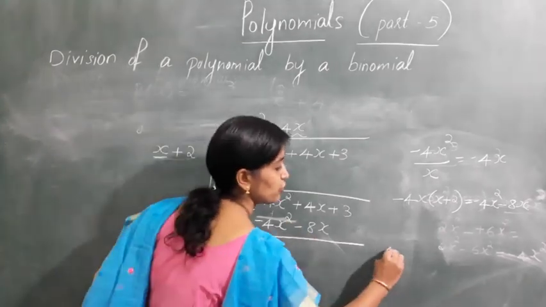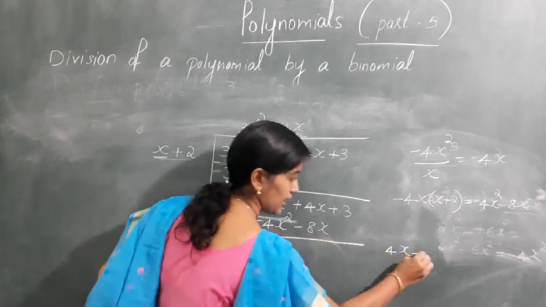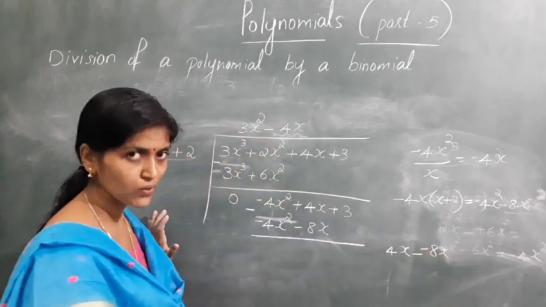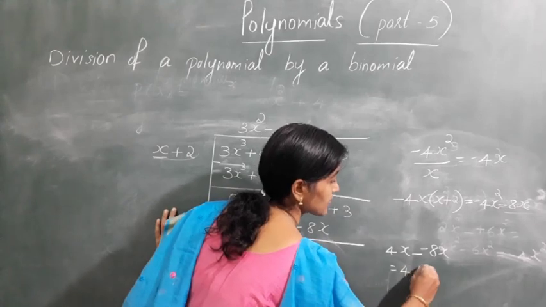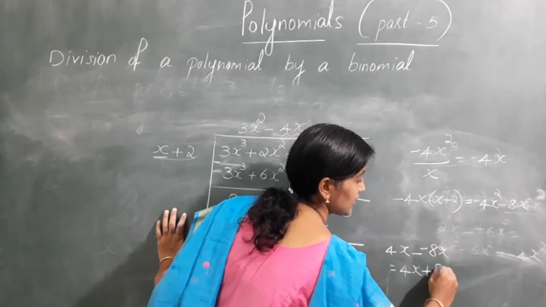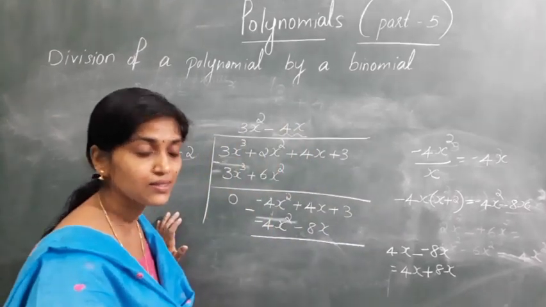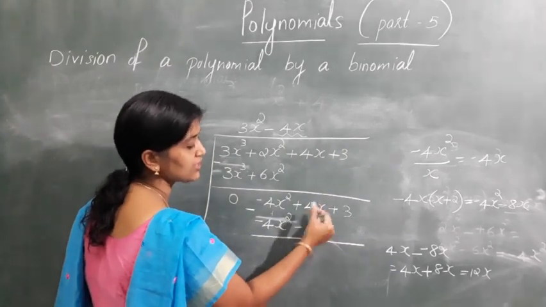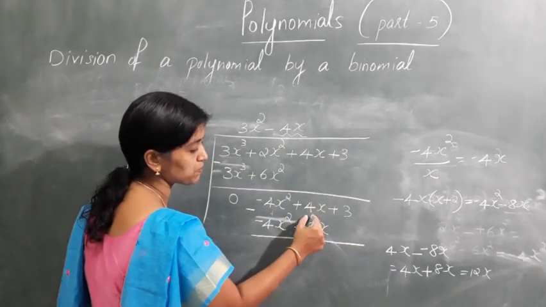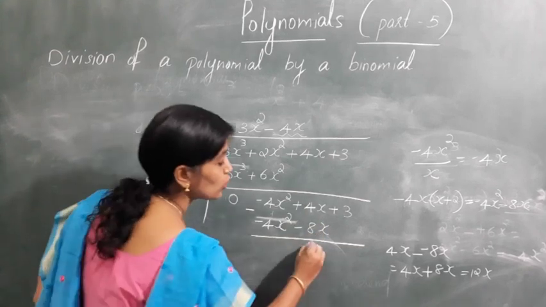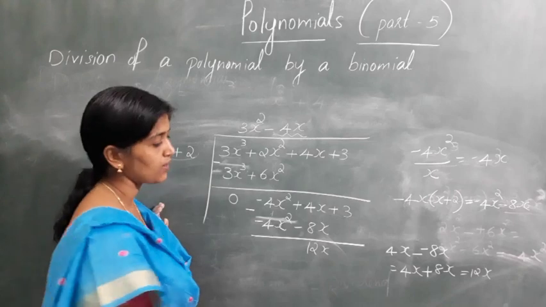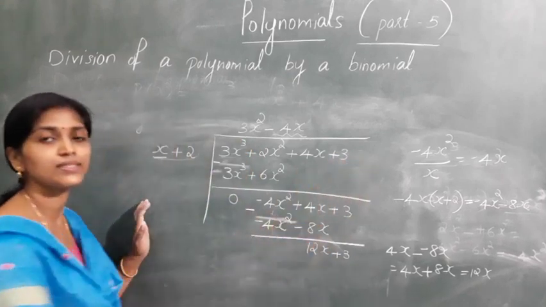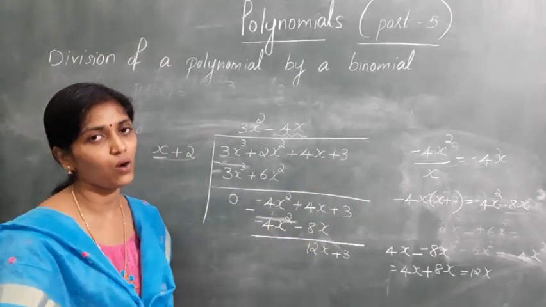So what is left here? 4x. Then minus, what is the sign of 8x? It is minus 8x. Okay. So we will get 4x, minus and minus will become plus 8x. What is 4x plus 8x? It is 12x. Okay. Now what is left here? 3 is left. We will put it down. Plus 3, no other terms in the dividend to bring it down.